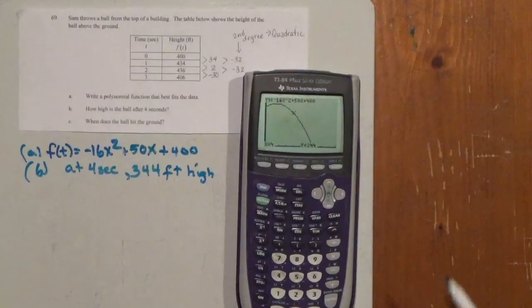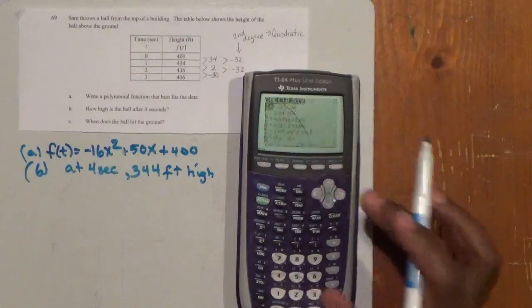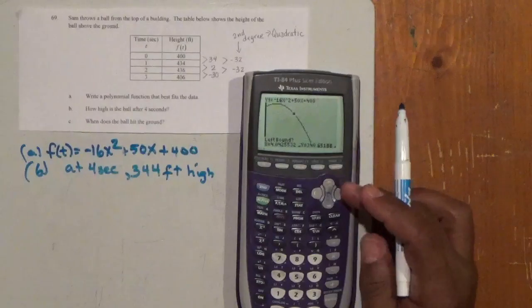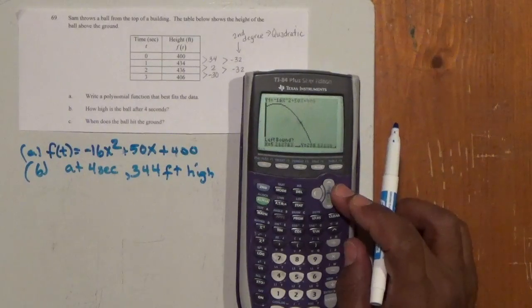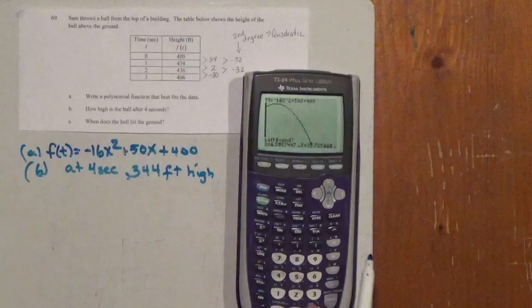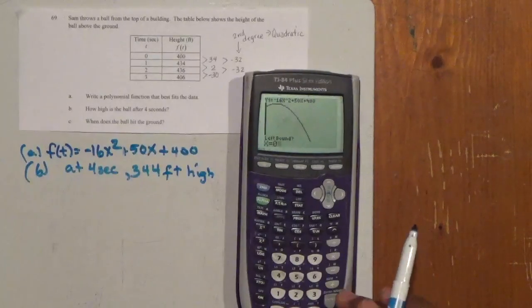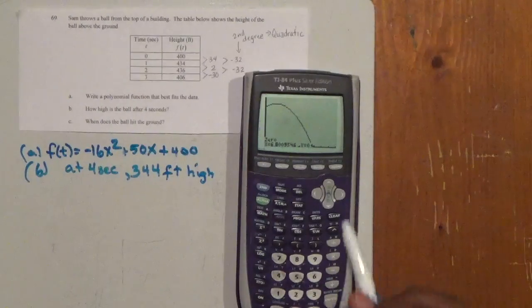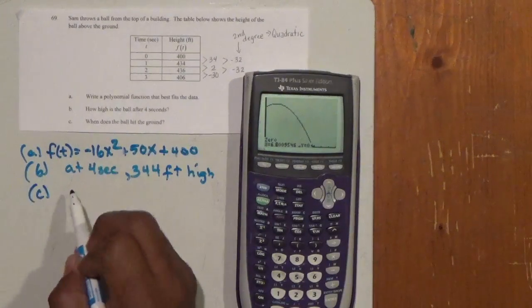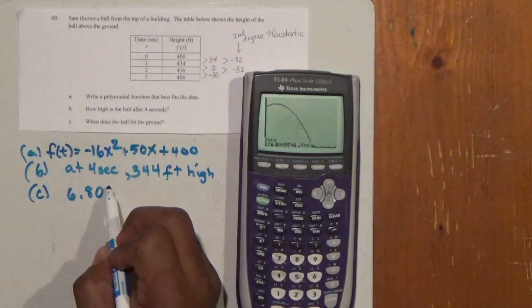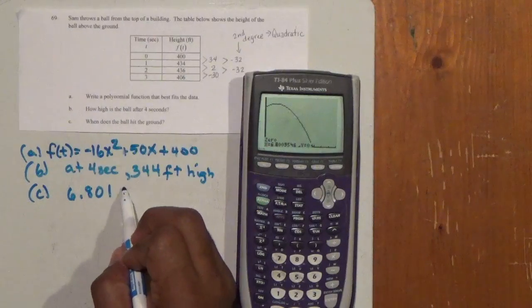And then of course, you know it's coming: when does the ball hit the ground? So we go second calc, 0. It looks like it might be somewhere around 6, so we're going to go from, I don't know, 0 to 10, maybe, and see if that gives us an answer. It gives us an answer. It tells us that the ball hits the ground at 6.801 seconds.